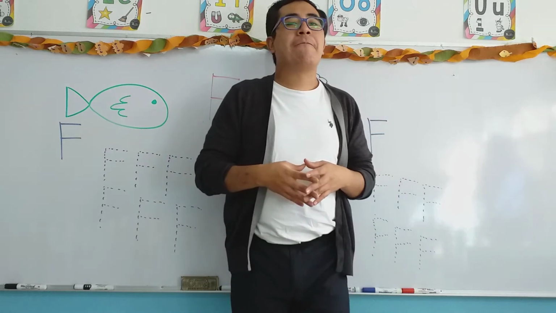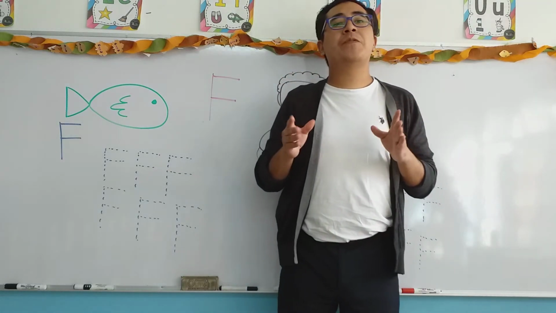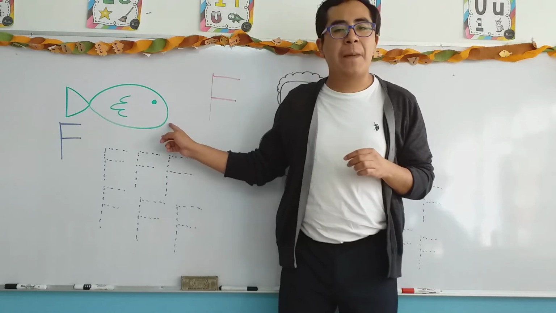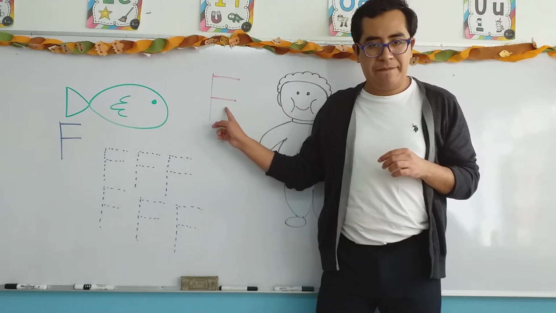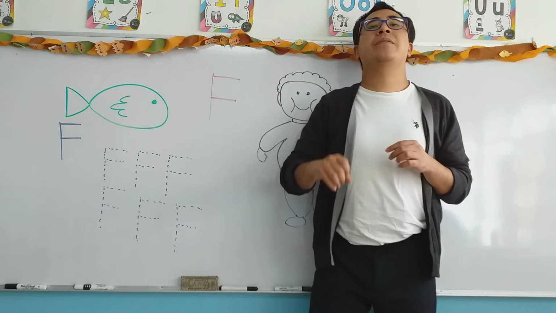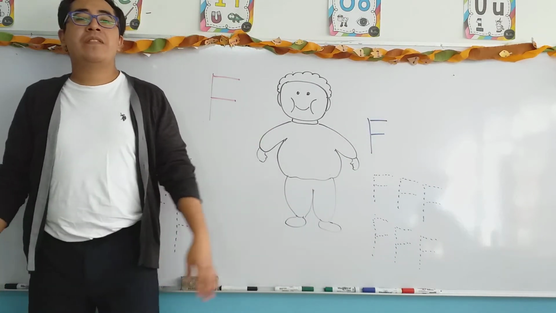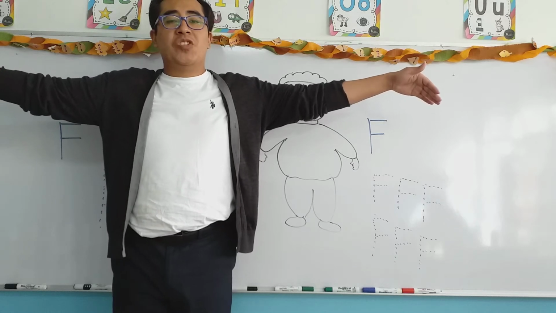Okay? Now, the most important part of today is that the fish begins with the capital F. Very good. Now let's continue with the second object, which is the fat person.